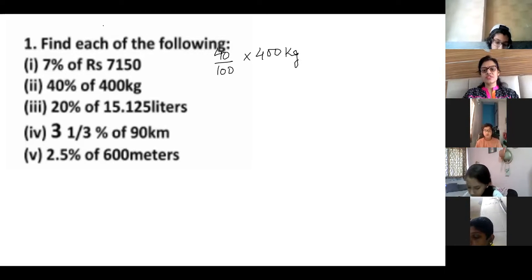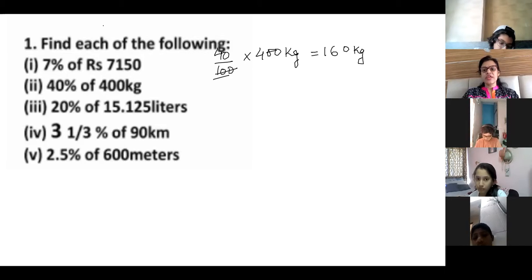Okay, we will cut both zeros. Both zeros you cut. So, 4 1s are 4. So 4 4s are 16, and 0. Equal to 160. So second part answer is 160 kg. I have done it over here.